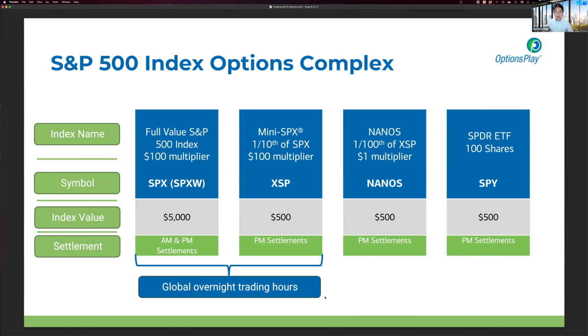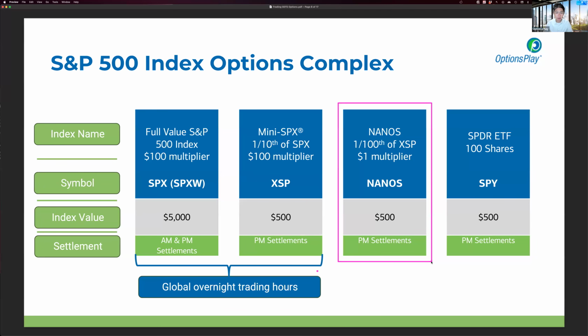And there was recently an introduction of Nanos, which is meant to be even smaller than XSP. This is meant to be 1/100th of XSP. So XSP on a $500 index value with a 100 multiplier means it's a $50,000 contract. Nanos is literally a $500 contract. These are similar to XSP, made for retail traders, so they're all PM settled. There are very, very few expirations available for the Nanos. The symbol for it is NANOS.